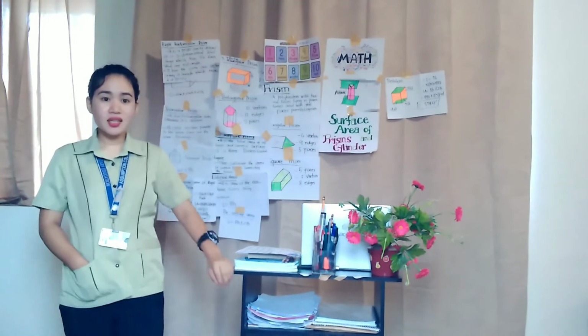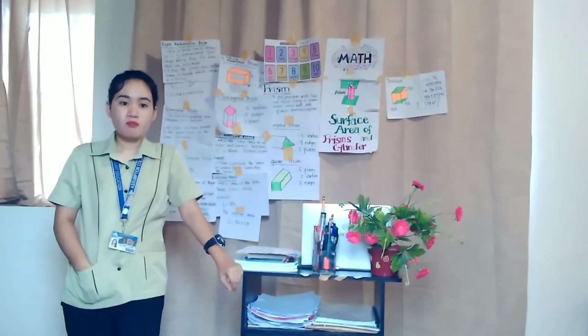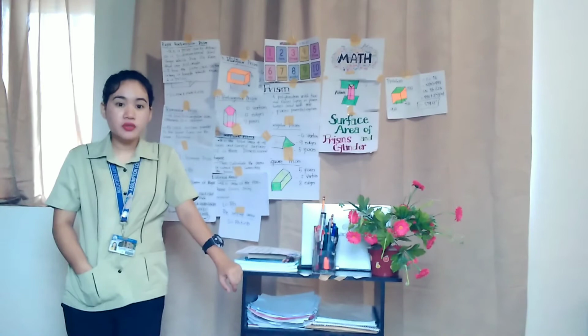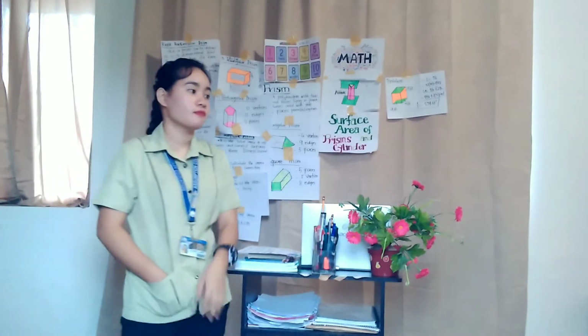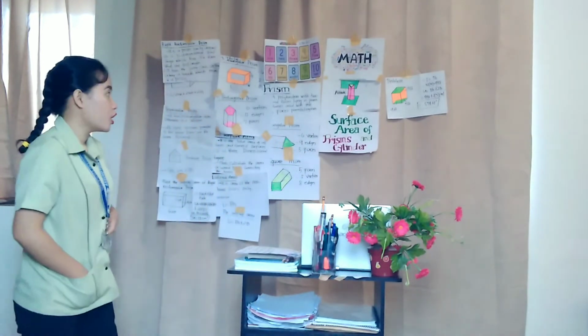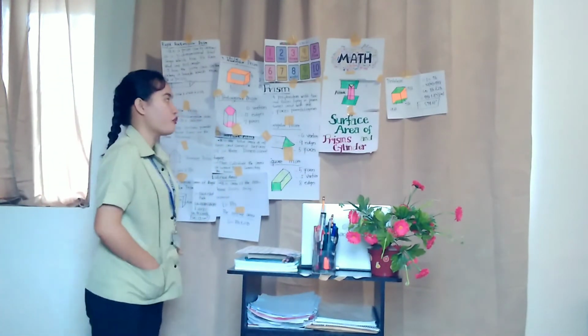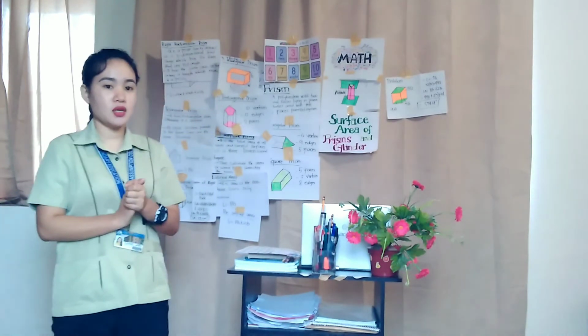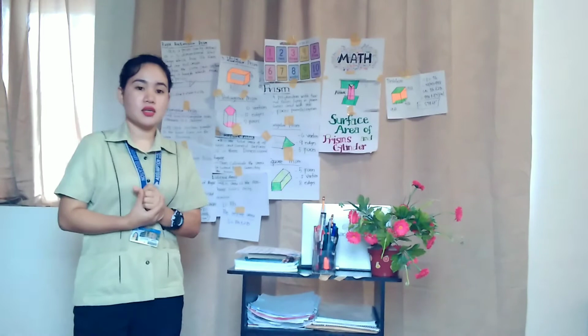So next, we're going to find the surface area. What is the formula of surface area? Okay, we have PH plus 2B. So the answer is 574 feet squared. So very good, Jose. Okay, your answer is correct.